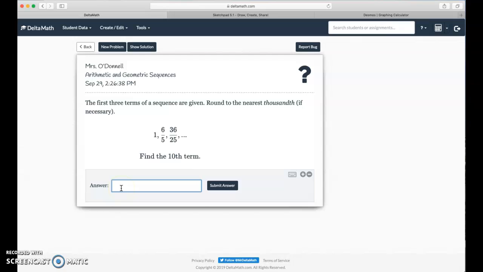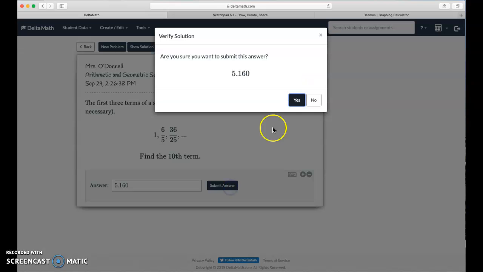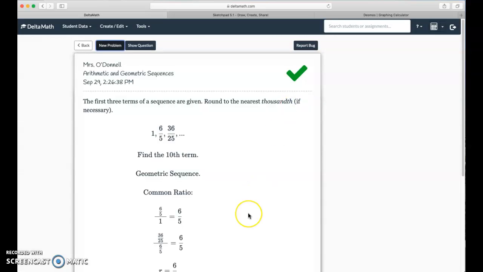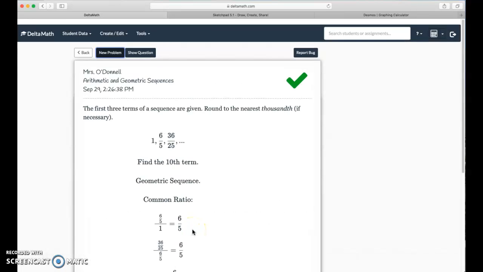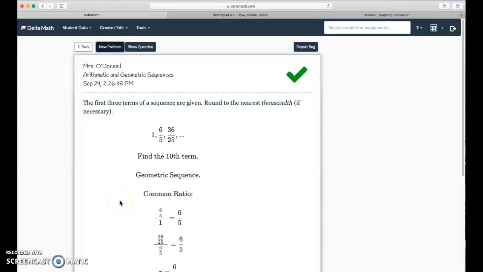So let's see what Delta Math says, if they like our answer. And we'll go down. Okay, so they didn't even require the 0. Sometimes they require the 0 if you really are going to attend to precision and round to the thousandths place. That would be the third decimal spot. Okay, and that is how we generate a term using an explicit formula.